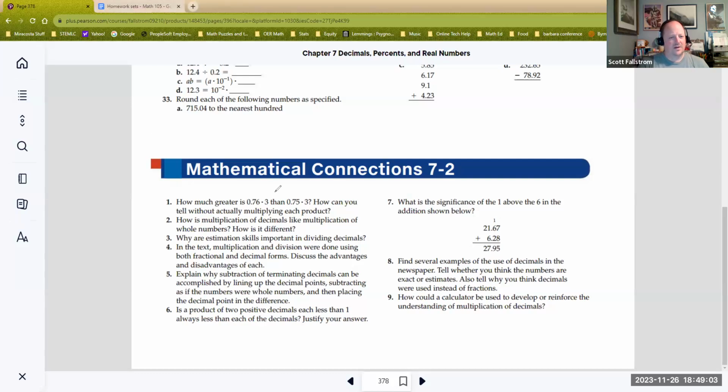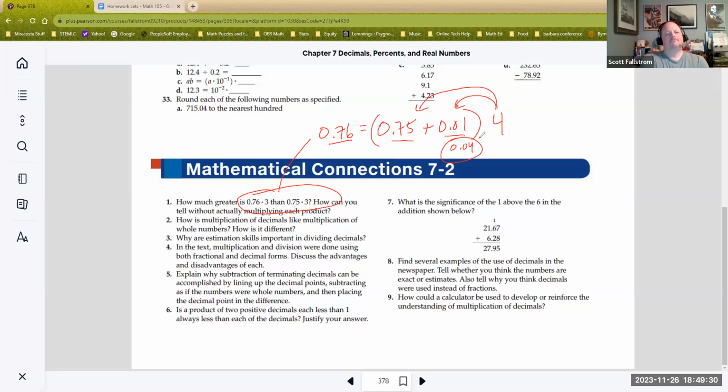If you remember that when you see problems like this, you can say 0.76 is 0.75 plus 0.01, because that's what it is. That way, if you're multiplying by, let's say, 4, 4 is going to multiply both of those. And 4 times 0.75 is the value you get from the other one. So really, I can tell right away that I'm off by 0.04.